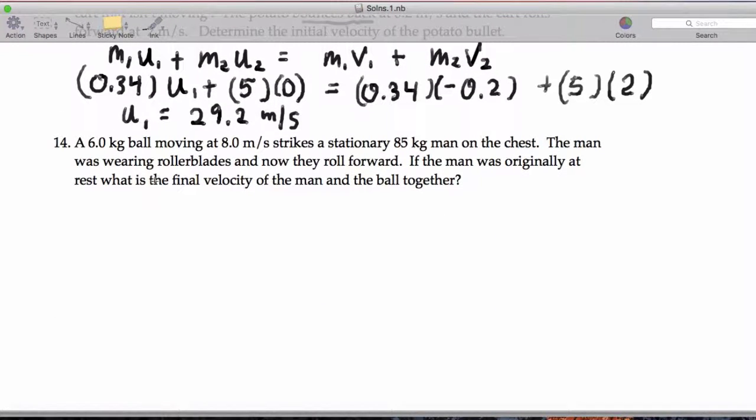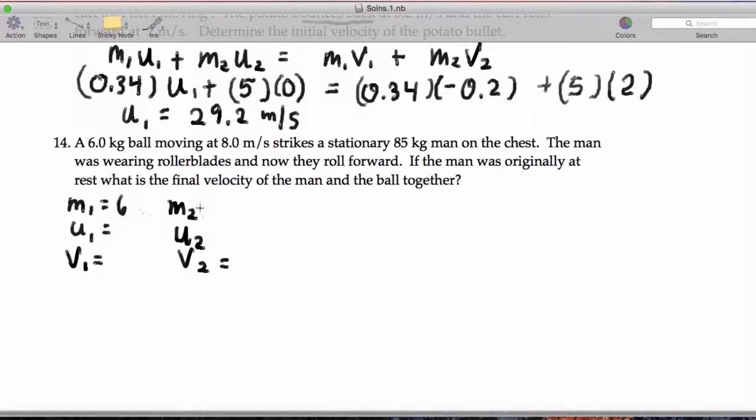Next, we have a ball striking a stationary person in the chest. He catches it and they roll forward. So let's just label some things. I'm going to label it like this. So m1, u1, v1, m2, u2, v2. This is a nice way of organizing the information. And we'll label it carefully like this.